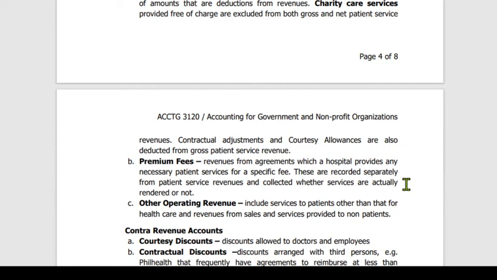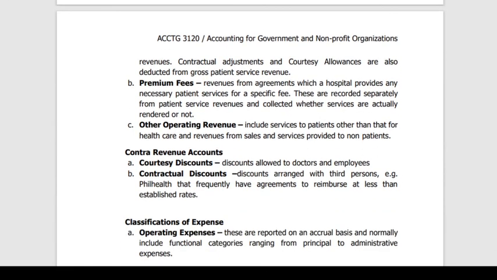The other operating revenue, other than the patient service and other than the premium fees, this includes services to patients other than that for healthcare and revenues from sales and services provided to non-patients. So ano yan? Anong mga classification yan? Pwedeng, halimbawa yung hospital ay meron siyang cafeteria, mga canteen, o mga rental stalls dun sa paligid ng hospitals. This is recorded under the other operating revenue account title.